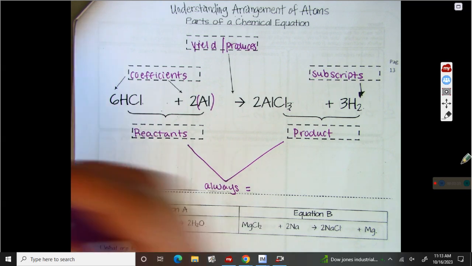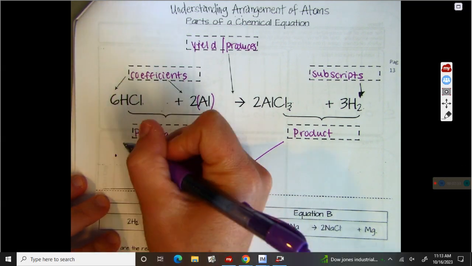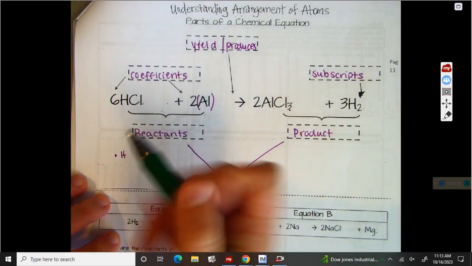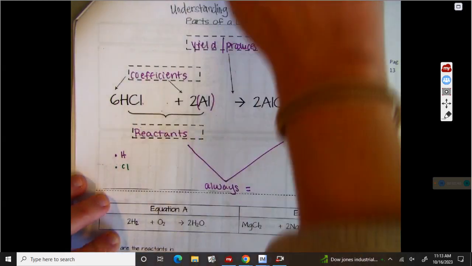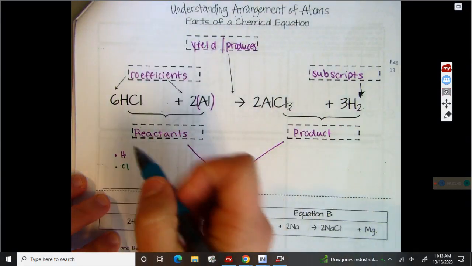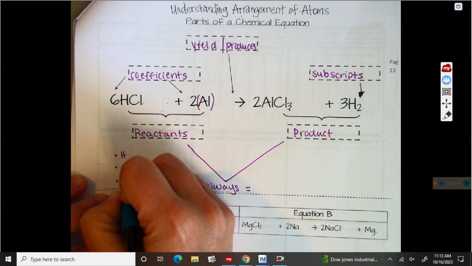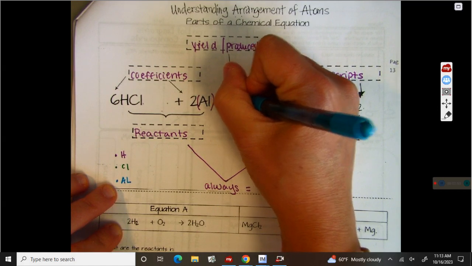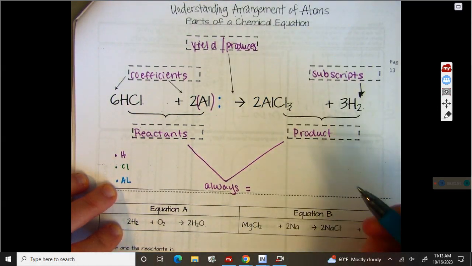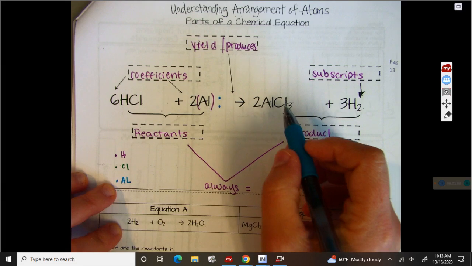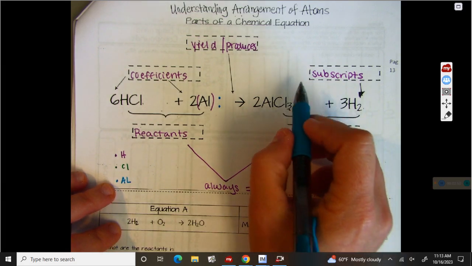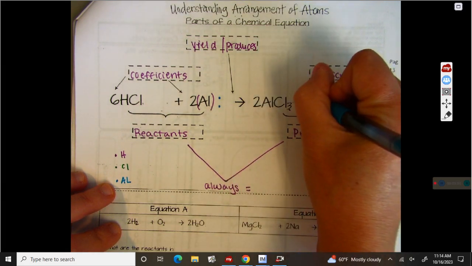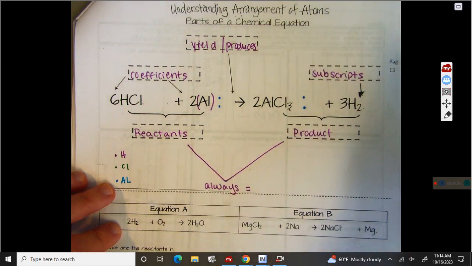So if we were to draw this, we would use purple as H, green as Cl, and blue as aluminum. Let's draw that out. Here I see that I have two aluminum atoms, so I put two blue dots. On the right side, there's one aluminum right here with a two in front, so I have two aluminum atoms. So I'm going to draw 1 and 2.